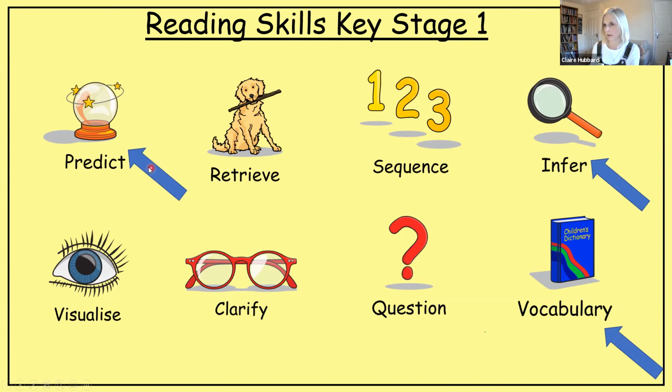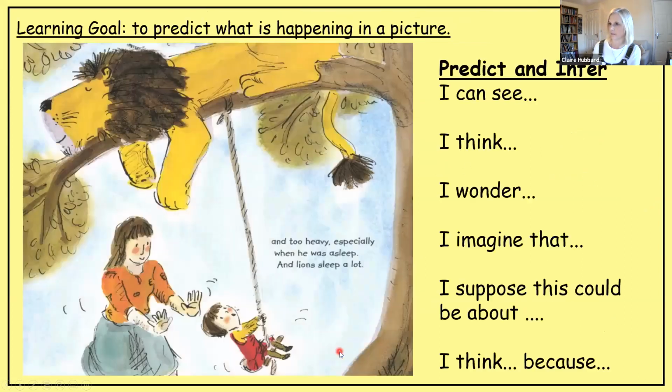So we always focus on vocabulary. We're looking at prediction, which is what we're going to do within this first few lessons, and then inference on the second set of lessons there. So the learning goal, we're going to be looking at predicting what's happening in the picture. I will show them the picture, and then I will ask the children to read these with me because I want them to guess what's happening without knowing anything about the book at all.